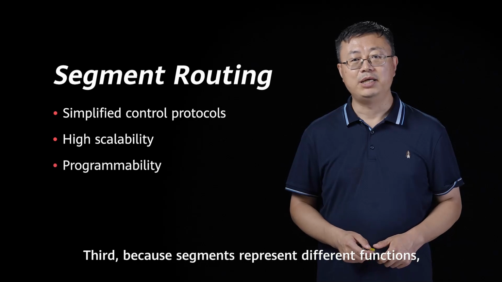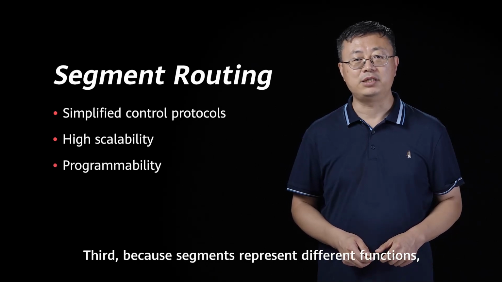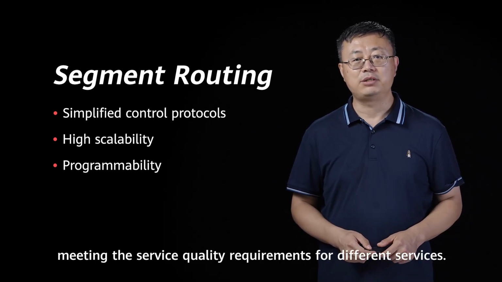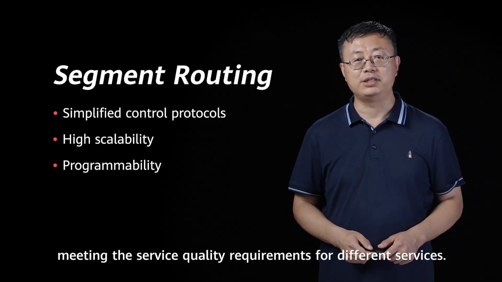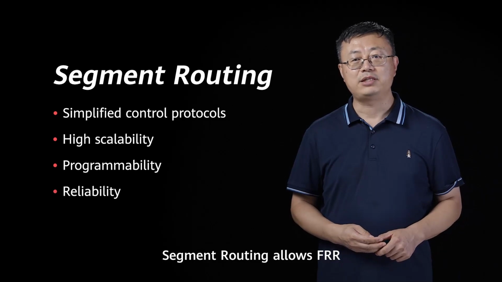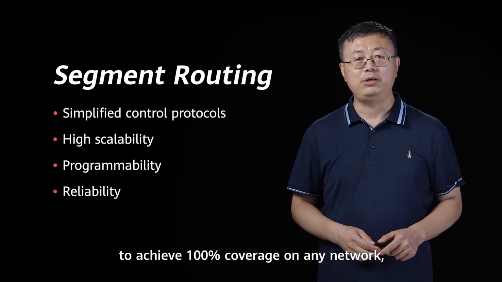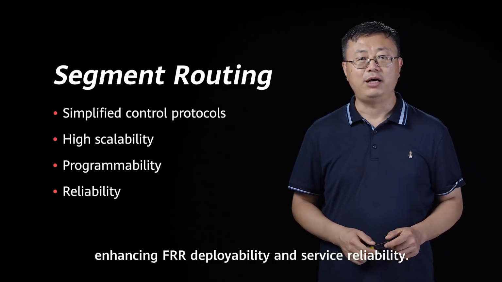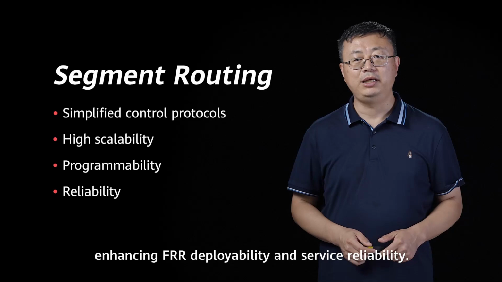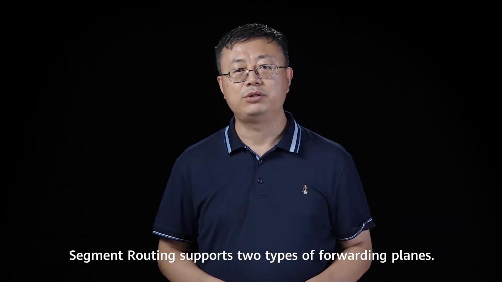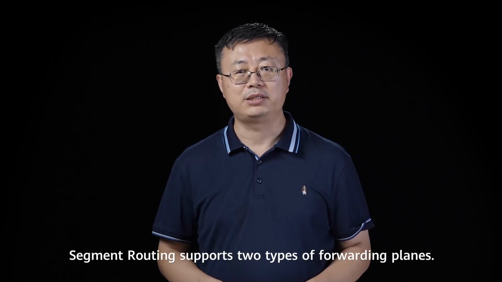Third, because segments represent different functions, paths generated based on segments are highly programmable, meeting the service quality requirements for different services. And fourth, segment routing allows faster rerouting to achieve 100% coverage on any network, enhance FRR deployability, and service reliability. Segment routing supports two types of forwarding planes.